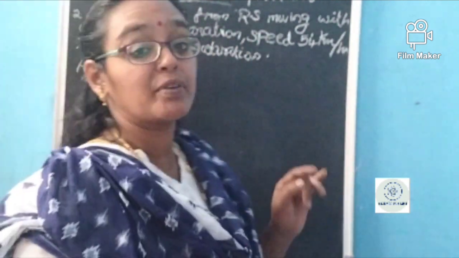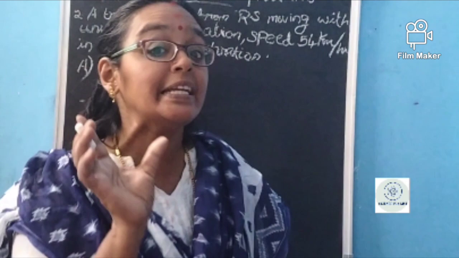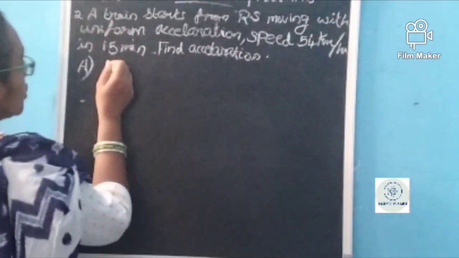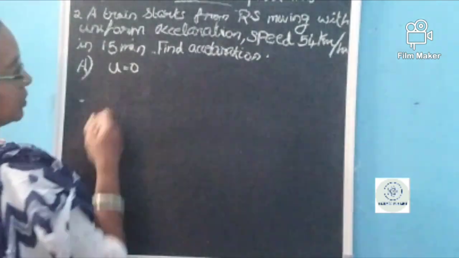Train starts from railway station. So what will be initial velocity? It is starting. Initial velocity will be 0. So u is equal to what, ma? It is equal to 0.